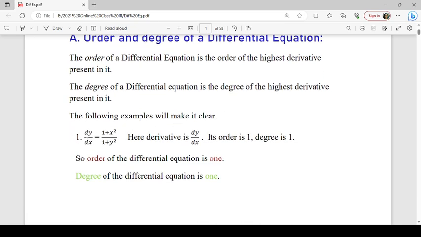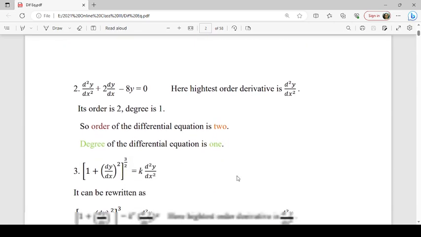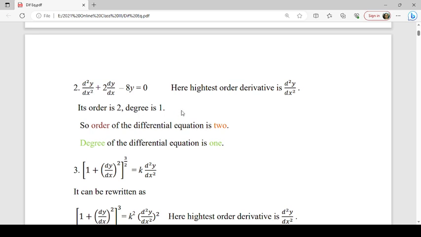This one is dy/dx is equal to (1 plus x square) by (1 minus x square). So here dy/dx is first order, and the degree is also 1. This is first order and first degree. So the order of the differential equation is 1, the degree is 1. In the next one, the highest order derivative is d2y/dx2, so the order is 2 and the degree is 1.